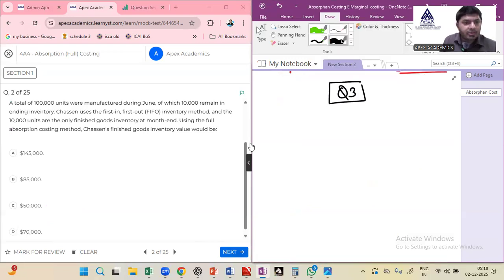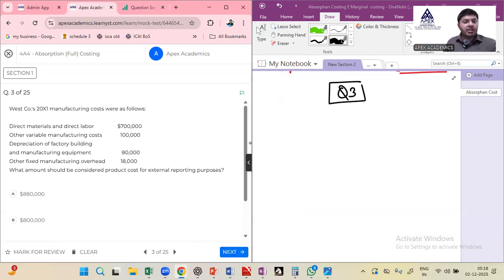Now, what does question number 3 talk to us about? Question number 3 talks to us that West Company 2001 manufacturing cost are given to us. Direct material and labor is there. Other variable manufacturing cost is there. Depreciation on factory building and manufacturing equipment is there.